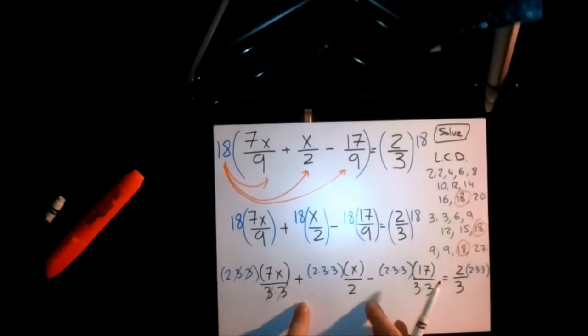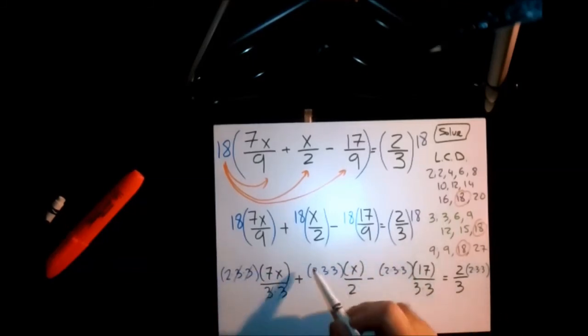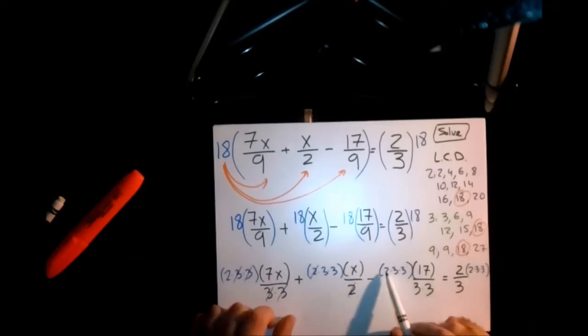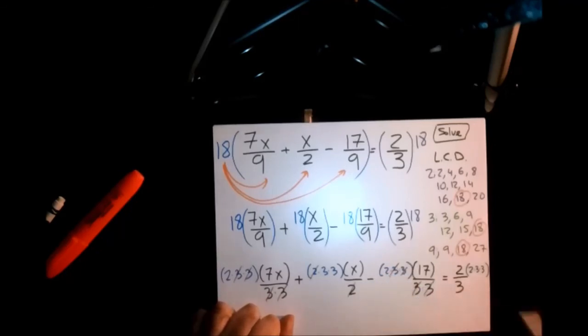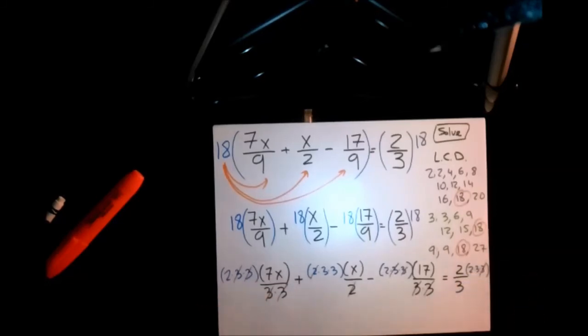I'm going to look at this collection of terms next. I have a 2 at the top, a 2 at the bottom, a pair of 3's at the top, no 3's at the bottom. That's it. Here I have a 2 at the top, no 2's on the bottom, but 3, 3, 3, 3. Here I have one 3 at the bottom, one 3 at the top, and that's it.